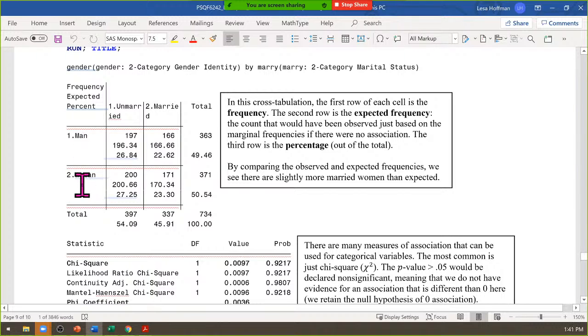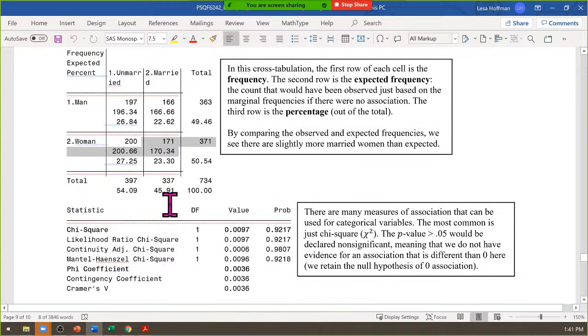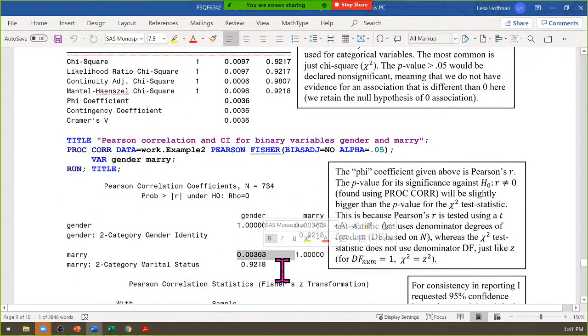So if we put X as gender and we put Y as marital status, a positive association means as X goes up, Y goes up. So as X goes up means if you're a woman, because women are coded as the 2 and men are coded as the 1, then you are more likely to be high on Y, which means you're more likely to be married. So these two numbers right here echo. There's more married women in the sample than is expected by chance. 171 versus 170. Being a woman is associated with being married to a tiny, tiny extent. Effect size of 0.0004, which is not different than 0.